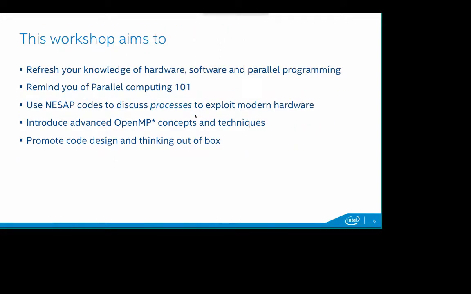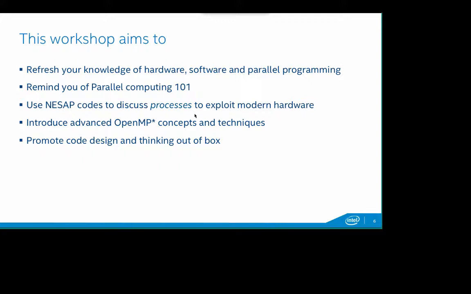So this workshop, or this training, in a way, is really nothing but refreshing your knowledge of hardware, software, and parallel programming you have been practicing, and reminding you of what was required to do good parallel programming to begin with. And we will use the NESAP codes, EMGeo and Parsec, to discuss the issues we have and how we can resolve them and improve our performance.